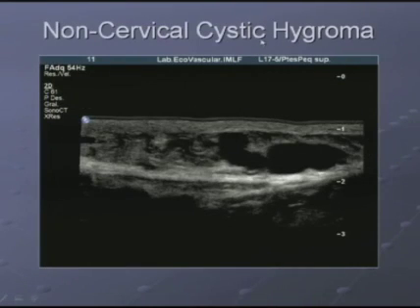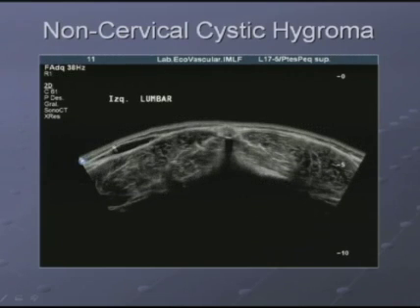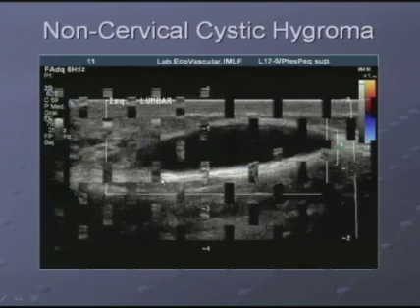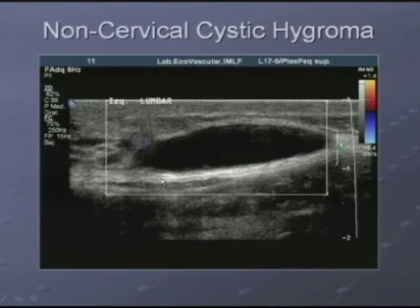This is another cystic hygroma, but a non-cervical case. This lesion is located in the back of the patient, in the dorsal area of the patient. This is the spine here, and these are the paravertebral muscles, and a very superficial lesion here. And now we are observing a close-up by using the zoom tool, and again, no color Doppler detected.